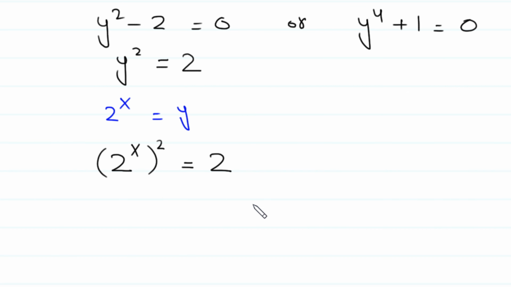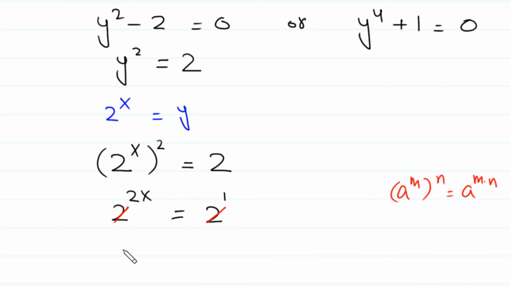Next, according to the rule of exponents, a to the power m to the whole power n is equal to a to the power m times n. This power x will be multiplied by this power 2. Like this, 2 to the power x times 2, 2x is equal to 2. And this 2 has power 1 here. Now base is same at both sides. So this 2 will be cancelled with this 2, and here left 2x is equal to 1, and x is equal to 1 over 2. This is the value of x.